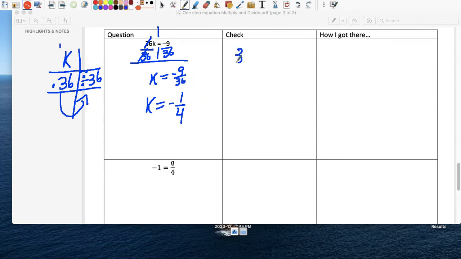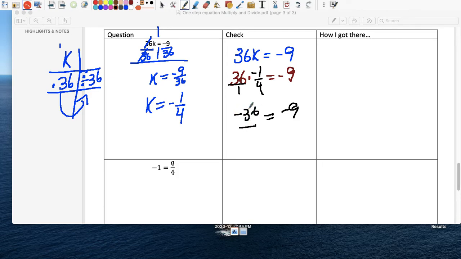Check. Copy the original equation, 36k equals negative 9. So 36 stays, negative 9 stays, but the k, I'm going to switch it, and instead of the k, I'm going to write negative 1/4. If you think about it, you can put the 36 over 1. 36 times negative 1 is negative 36. 1 times 4 is 4. You can simplify this a little bit more. Negative times a positive is a negative. 36 divided by 4 is 9. Is this negative 9 on the left side equal to the negative 9 on the right side? Yes.